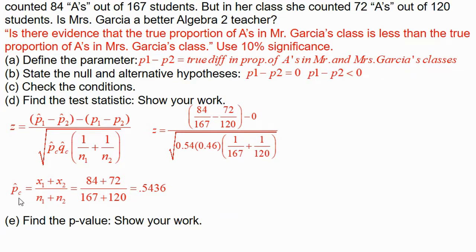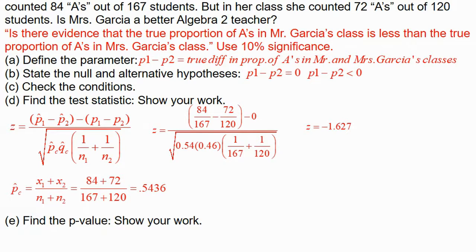So one more time, to get that pooled proportion, you're supposed to add the number of successes on both samples and then divide by the sum of both sample sizes. So if you do 84 plus 72 all over 167 plus 120, you'll get that. And then you just plug that into the sample proportion pooled times the complement, and then you have the sample sizes there. So this is the answer that I got, negative 1.6.